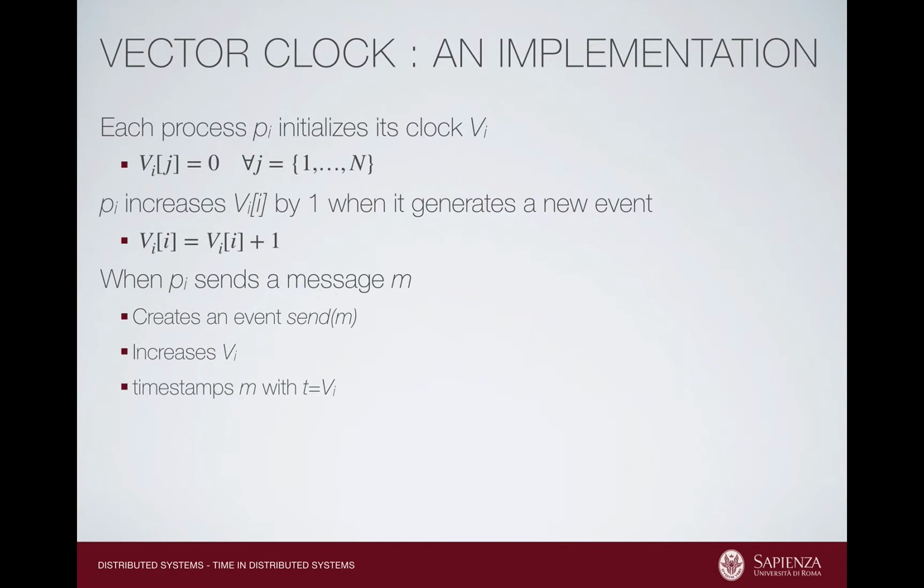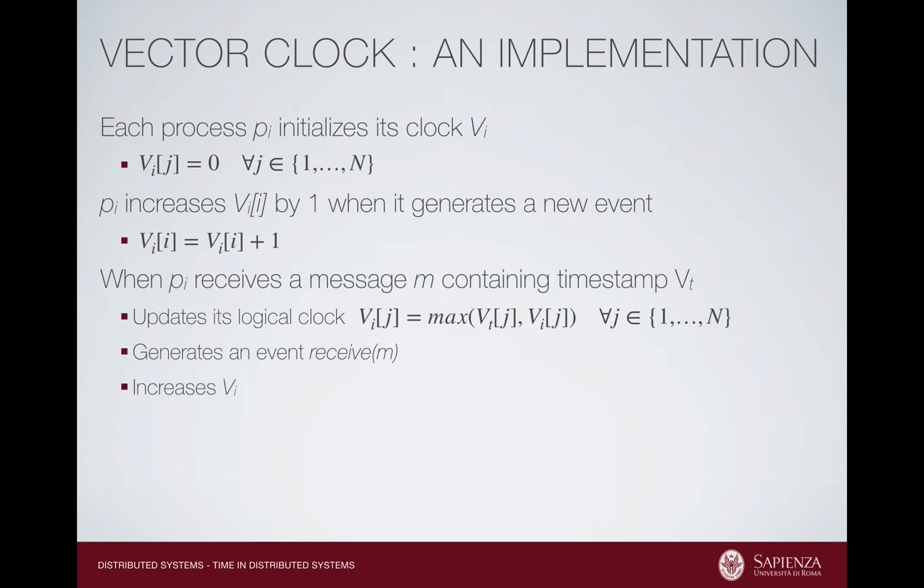And when you generate a new event, you increase just your location of the vector clock by 1, and you use these rules. The first rule is the send of a message. When you send a message, you create a send-message event. This means that you increase your own location in the vector clock. So if you're process 0, you increase location 0 of the vector, then you create a message, you timestamp the message with your vector clock, and you send it.